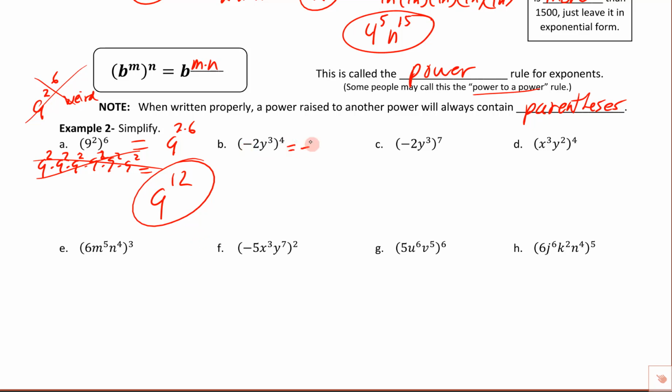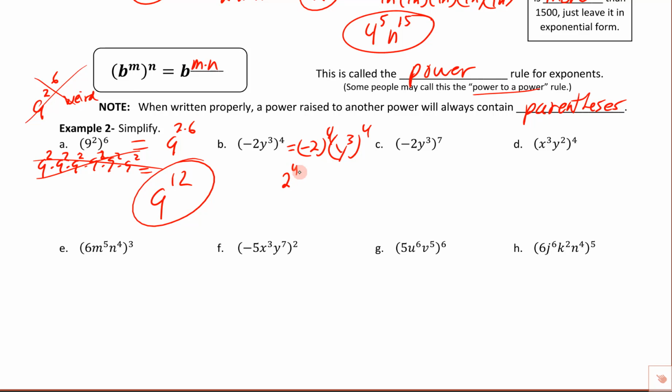So this is going to be negative 2 raised to the 4th, and this is going to be y to the 3rd raised to the 4th. Now, you can do this separately, or you can do it together and figure out what the answer is, that's totally fine, but you've got to make sure that you get this right. The big thing here is notice that we've got 4 negatives. 4 is an even number, so we have an even number of negatives.